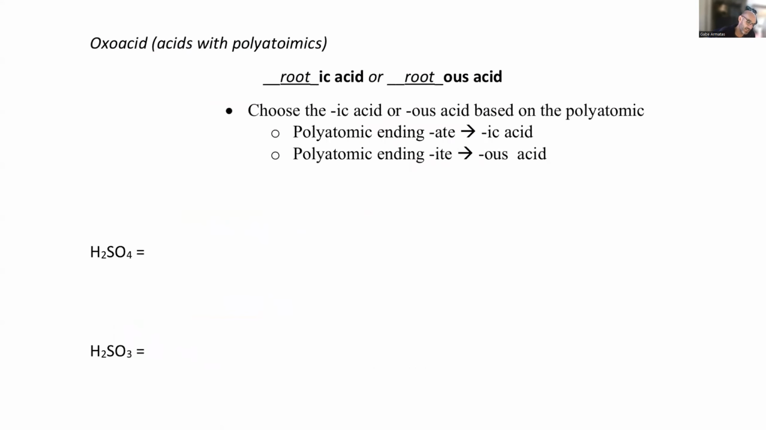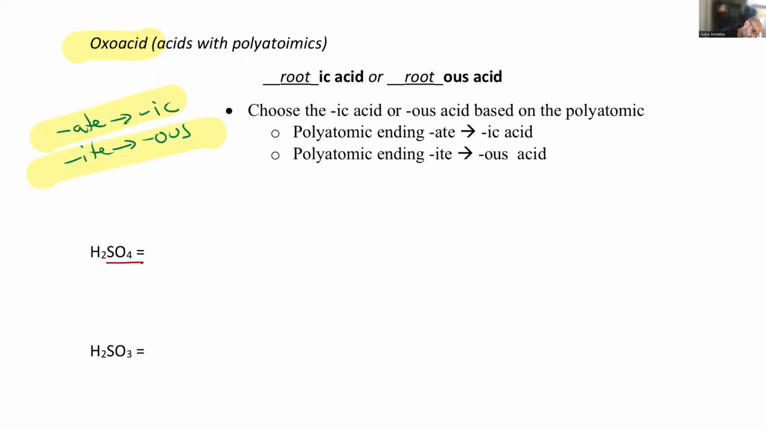The next is oxo acids, which I didn't call oxo acids, I just simply called them acids made from polyatomics. Again, you take the root and you end with ic acid or ous acid. And this is my mnemonic for this: any polyatomic that ends with ate goes to ic, and ite goes to ous. Ate-ic, ite-ous. Again, it sounds like a disease. But of course, you have to add acid afterwards.